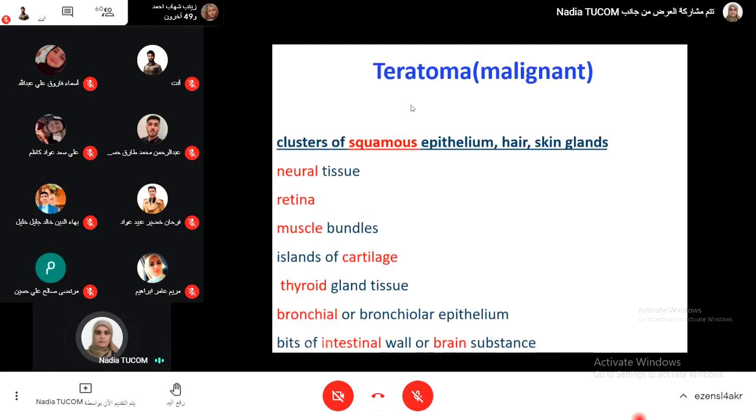The components of teratoma can be composed of epithelium, hair, skin, adnexa, neural tissue, retinal tissue, muscle, islets of cartilage and bone, thyroid tissue, bronchial and respiratory epithelium, and interstitial and neural substance and brain.